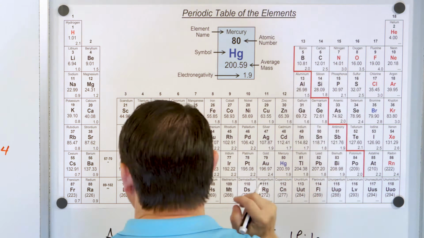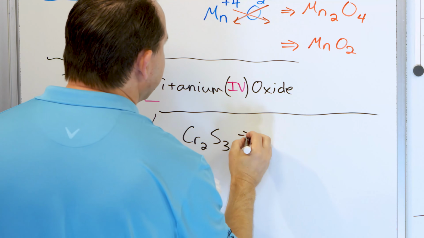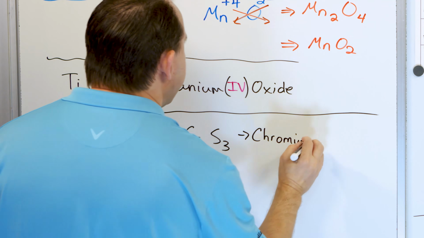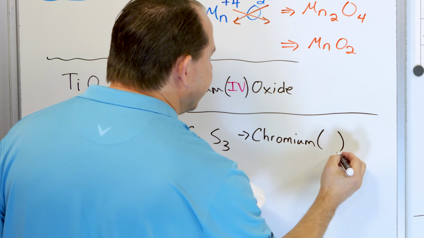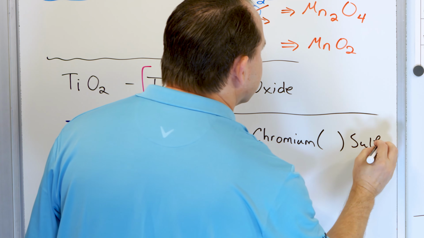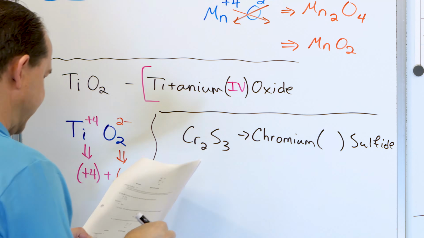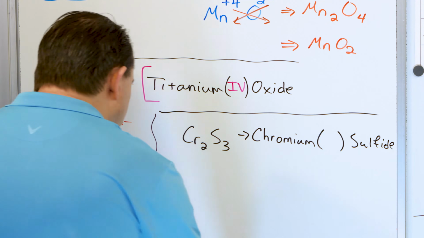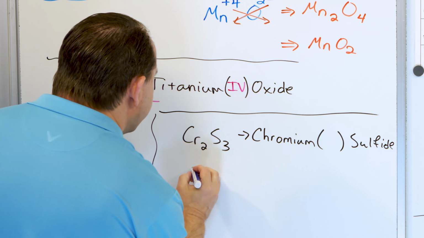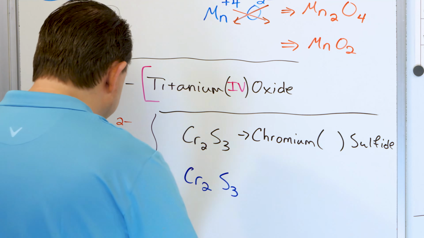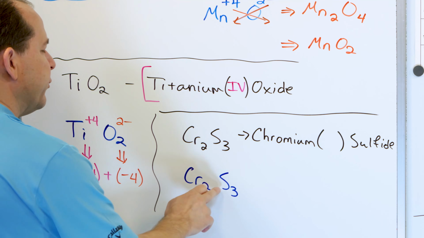So it's a metal plus a nonmetal, so we know it's going to form an ionic compound. So you can call it chromium, and we have to have something in parentheses, sulfide. Right? Because the sulfur becomes a sulfide. So chromium's here, we have to have something there. Now, what we do is we rewrite this guy, Cr2S3.